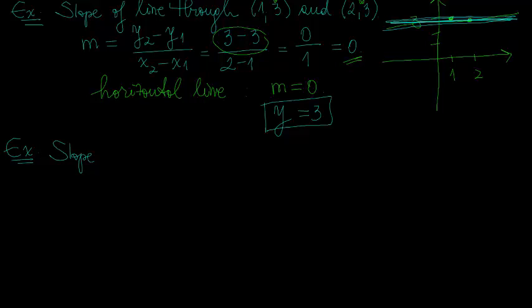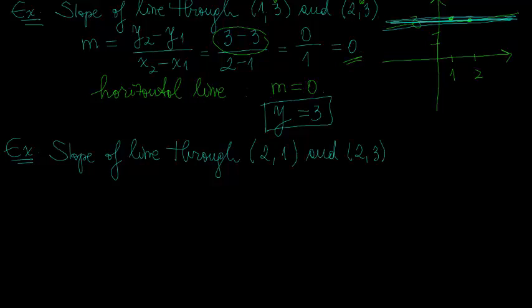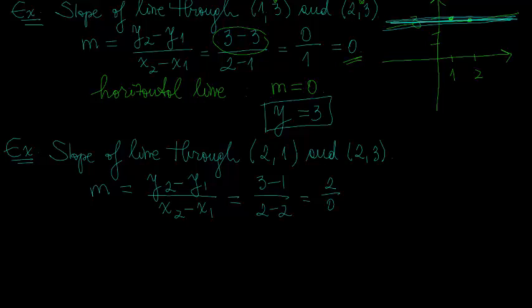So let's try to compute the slope of a line through the points of coordinates, say (2, 1) and (2, 3). If I try to use the same formula, y2 minus y1 over x2 minus x1, I notice that I have 3 minus 1 over 2 minus 2, which is 2 divided by 0. And this happens to be an undefined operation, because division by 0 is undefined over the reals.